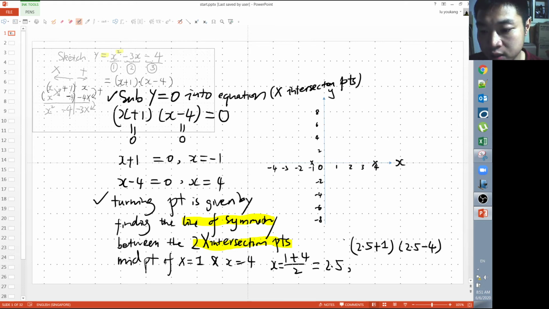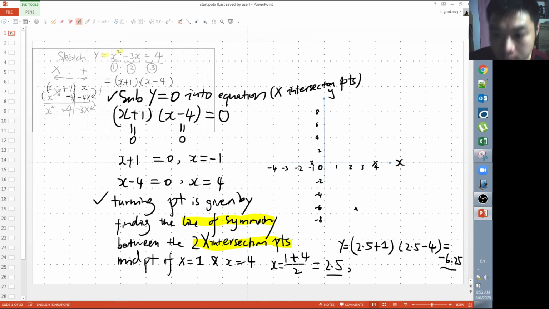Right? And by the way, this will give you your y value. Okay, so how do you do this? You sub it in, and I hope you can see you will get minus 6.25. Okay, so this is the third coordinate you have, x and y: 2.5 and minus 6.25. All right, so let me pick my 2.5, which is here, and minus 6.25 is somewhere here. So you just mark the point here.